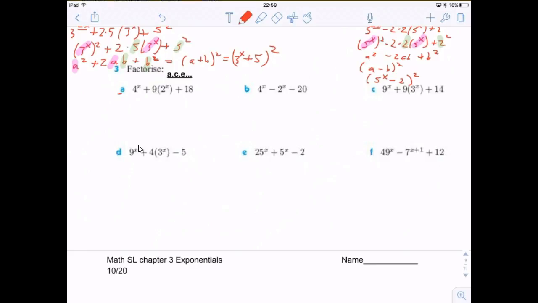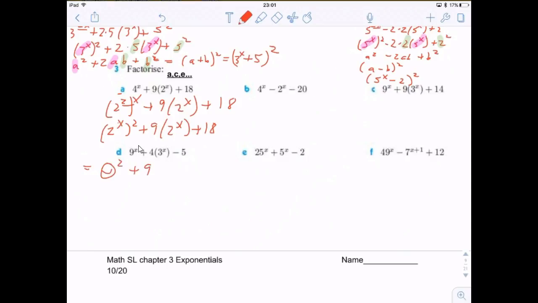3a. So we have 4 to the x, which looks like 2 squared to the x, plus 9 times 2 to the x, plus 18. Now we're going to reverse the order of the 2 and the x here. So we're going to get 2 to the x squared plus 9 times 2 to the x plus 18. Now what I'm going to do is replace the 2 to the x with a variable, happy face squared plus 9 happy face plus 18.